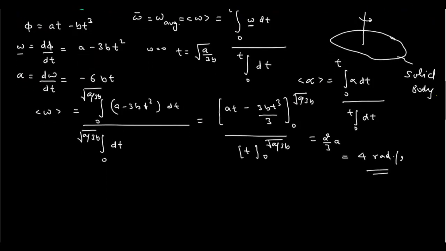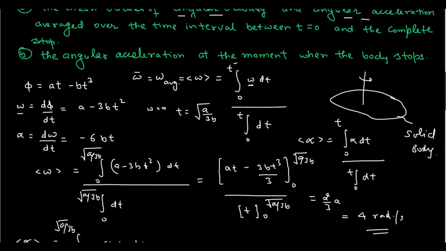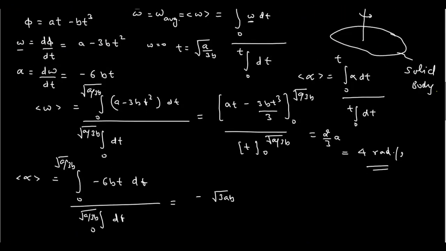Similarly, for this angular acceleration alpha, we can put 0 to t, where t is square root of a by 3b, and alpha is minus 6bt dt divided by the integral of dt from 0 to square root of a by 3b. Clear? And if we substitute the values and integrate it, we get minus square root of 3ab, and its magnitude can be written with the value of a as 6 and the value of b as 2, so it is equal to 6 radians per second square.